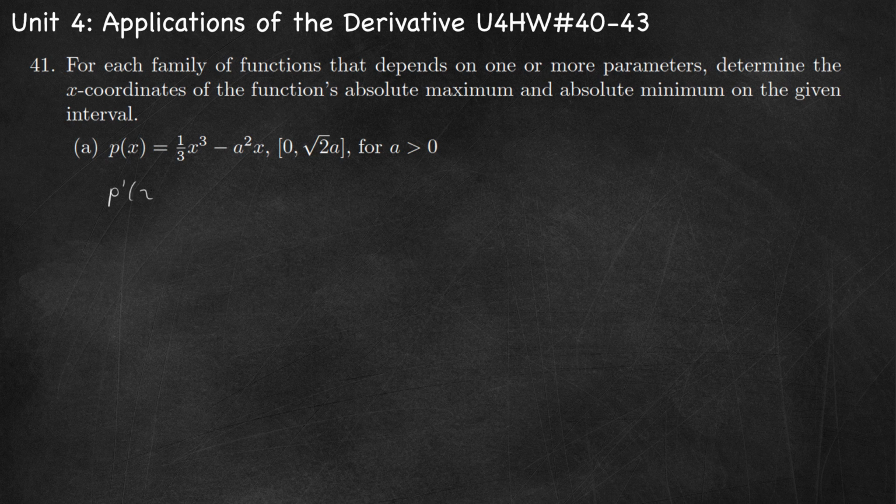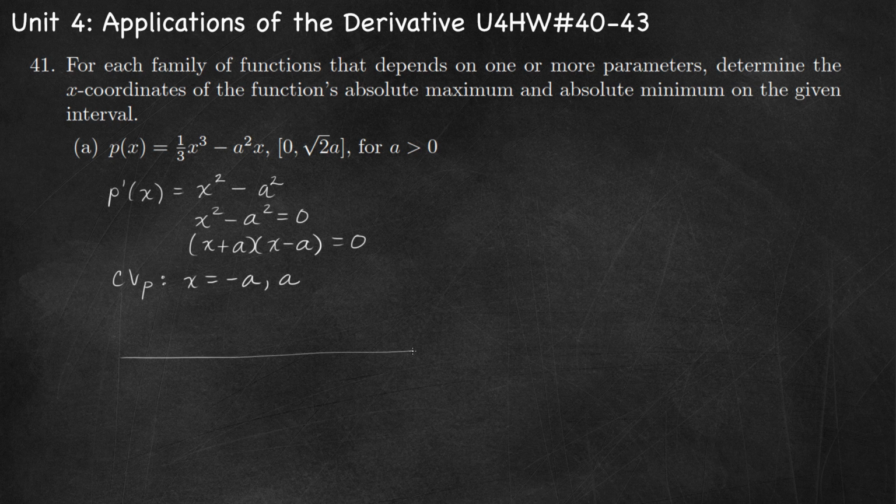Let's start by finding the derivative of p of x. So p prime equals 3 times 1/3 times x to the power 2 minus a squared. To find our critical values, we're going to set that equal to 0 and solve. So that's x plus a times x minus a equals 0. And that gives us critical values for p at x equals negative a and x equals positive a.